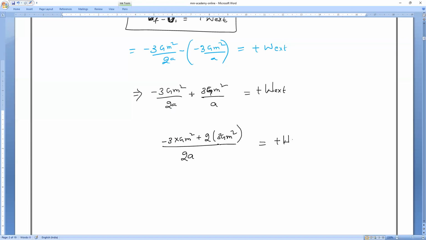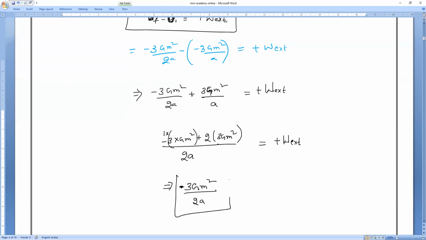Which is equal to the positive work done by the external force. So this is plus 2 and this is minus 1. Like I will multiply with the factor of 1. So plus 1 minus 2, sorry, minus 1 plus 2, if you subtract it, how much is remaining? Plus and minus, so plus will come. So 3GM square. Am I right, Pradosh? 3GM square divided by a.